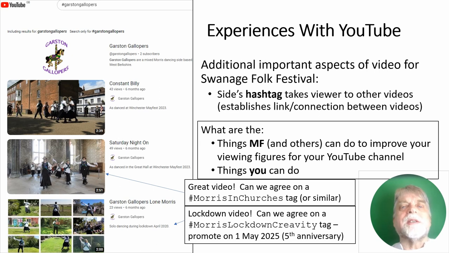So if we were to agree on a Morris lockdown creativity hashtag, then on the fifth anniversary of lockdown, we could promote something to local papers and say, 5 years ago, this is what we were doing. Not only us, but lots of Morris teams around the country were doing these types of things. So here's a potential way of generating some interest in 2025 in this type of video clip. Otherwise, how would you get people to look at a video of something that took place 5 years ago? It'd be difficult, but there are creative ways in which we can do this.